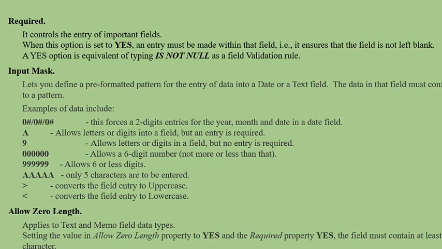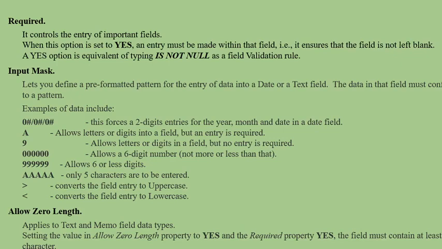Then we have input mask. This one lets you define a preformatted pattern for the entry of data into a date or text field. For example, the first option there, 0#/0#/0#. This forces a 2-digit entry for the year, month, date, and that one. Then you have A. This allows letters or digits into a field, but an entry is required. Then you have 9. This allows letters or digits in the field, but no entry is required. Therefore, you can practice on all of this. Then you'll be in a position to understand what an input mask is.